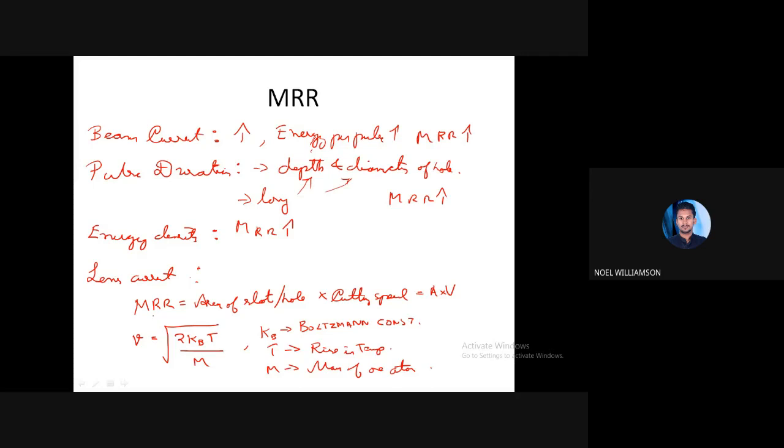Now we'll see the effect on the accuracy or the surface finish, or the effect of various process parameters on the surface quality, how the accuracy or the quality is altered using the process parameters.